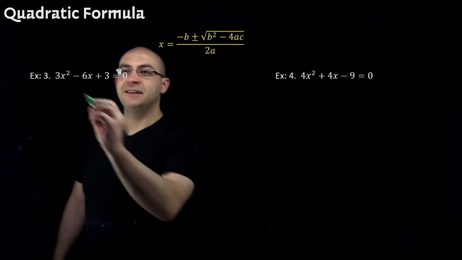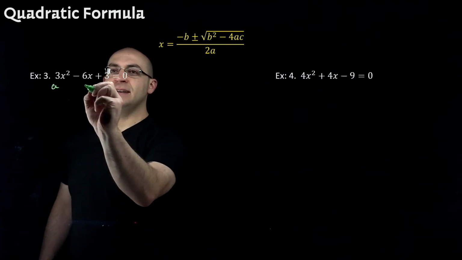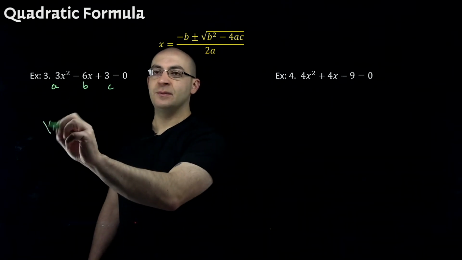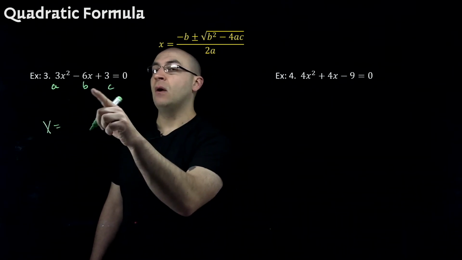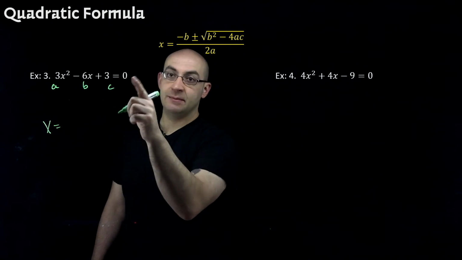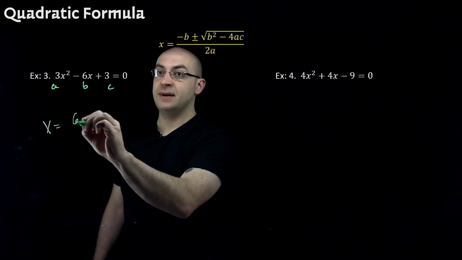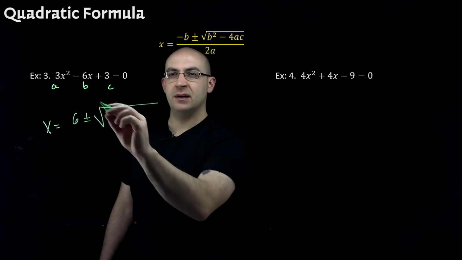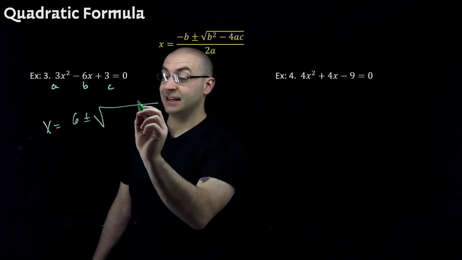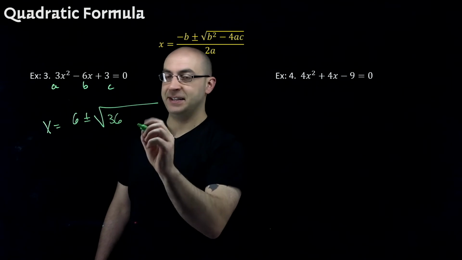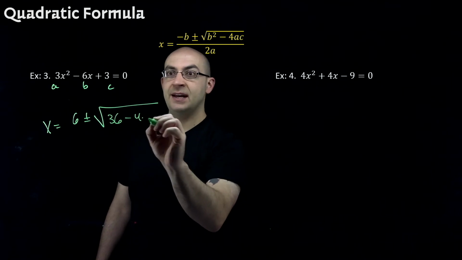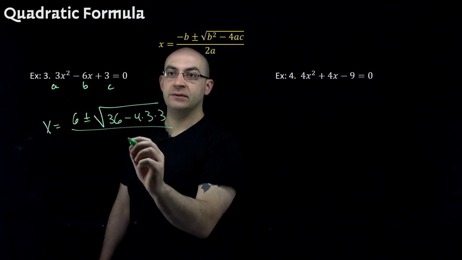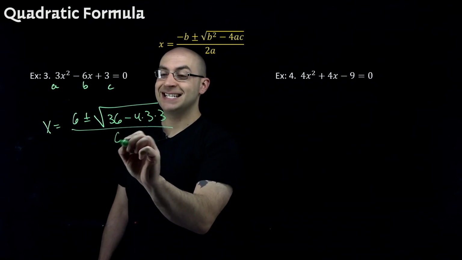My first 3 here is going to be A, negative 6 is B, and this positive 3 is C. We'll plug things into the formula, so x is going to equal negative B. Now, B is negative here, which means I'm just going to flip the sign. So this is just going to be a positive 6 plus or minus the square root of B squared. So again, negative 6 times negative 6 is positive 36, not negative. Minus 4 times A, which is 3, times C, which is 3 again. And that's going to be all over 2 times A, which is 2 times 3, which is 6.